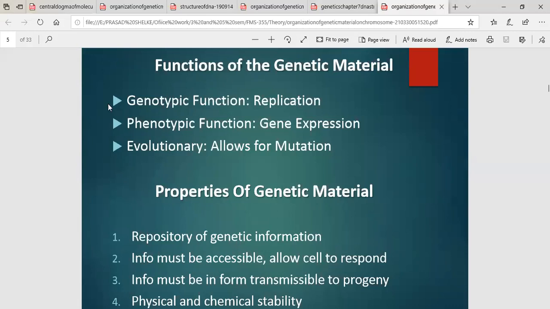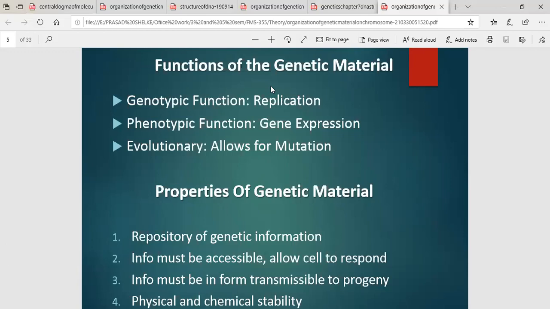The genotypic function of genetic material is replication, that means producing the same copies of the individual. The DNA is replicated into multiple copies. The phenotypic function is gene expression, the process from DNA to RNA to protein. The DNA sequence is expressed to ultimately result in protein molecules.